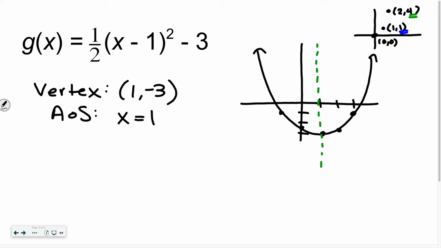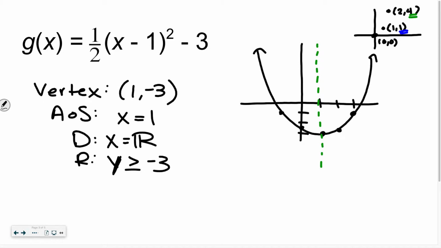Okay, that doesn't work anymore because we don't have constant slope. All right, domain is going to be x equals all real numbers. Range is y's that are, sorry, that looks like an x, y's that are greater than or equal to -3. Remember that should match your k value in your vertex.